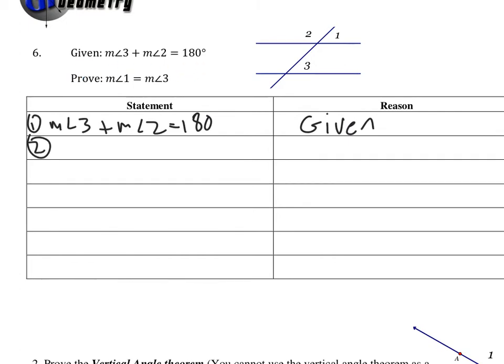Okay, so we know that 3 and 2 add up to 180. We're trying to say that 1 and 3 are the same. So again, we're just going to look for things that we know to be true. You know, we notice linear pairs. Hey, that's important stuff. We can say something about that. We can say that measure of angle 2 plus the measure of angle 1 is 180. Okay? So we know that to be true.